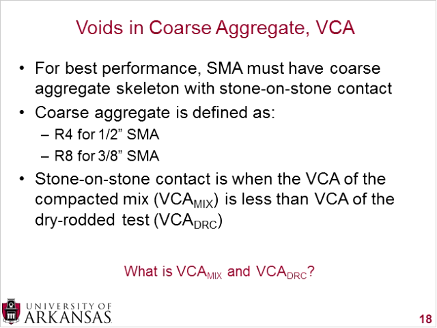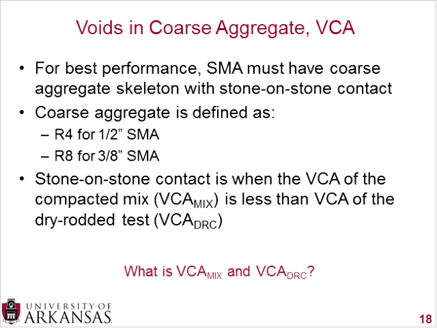Coarse aggregate in SMA is defined as anything retained on a number 4 sieve if you have a 1/2 inch nominal maximum aggregate size. Coarse aggregate is defined as anything retained on the number 8 sieve for a 3/8 inch nominal maximum size HMA. So you can see that the definition of coarse aggregate actually changes a little bit depending on the nominal maximum aggregate size of your mixture.